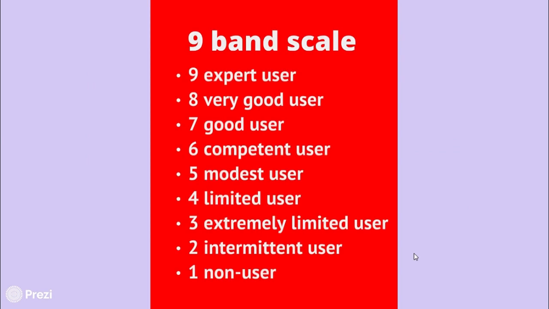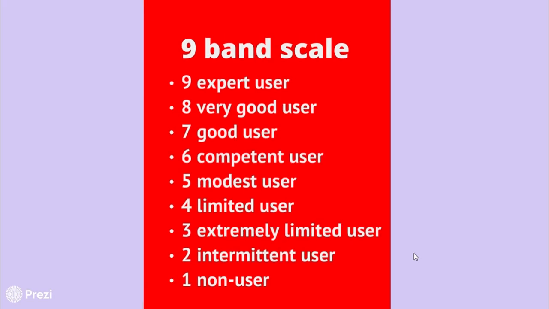So this is the 9-band scale, which looks like this: if you are a non-user, then 1 band score means this, and if you are an expert user, then a 9-band score refers to that as well.